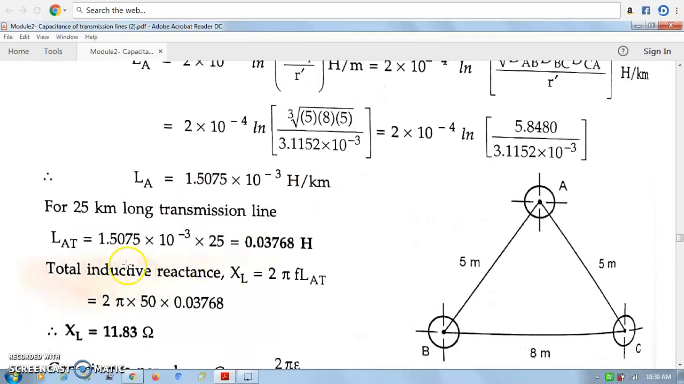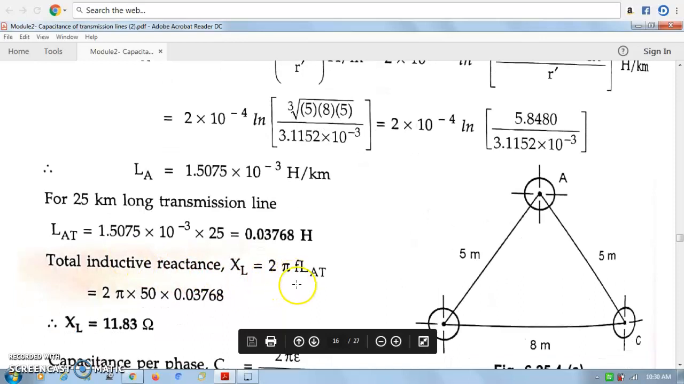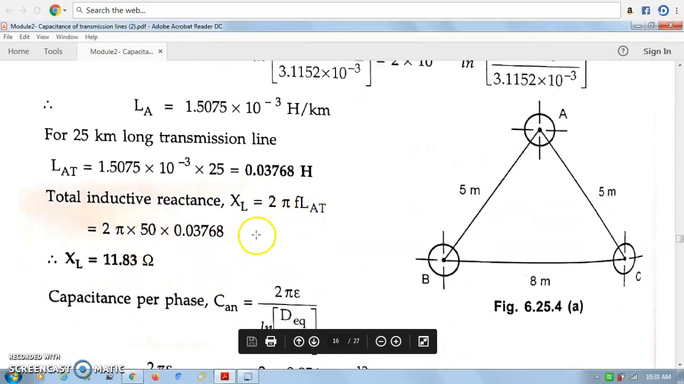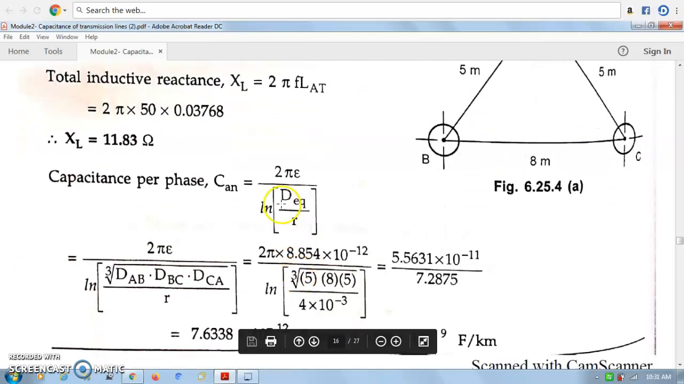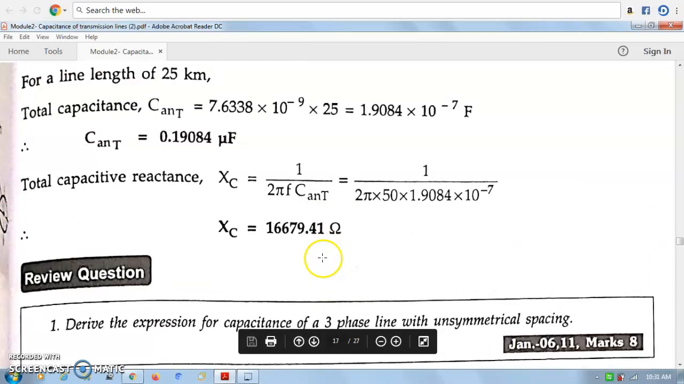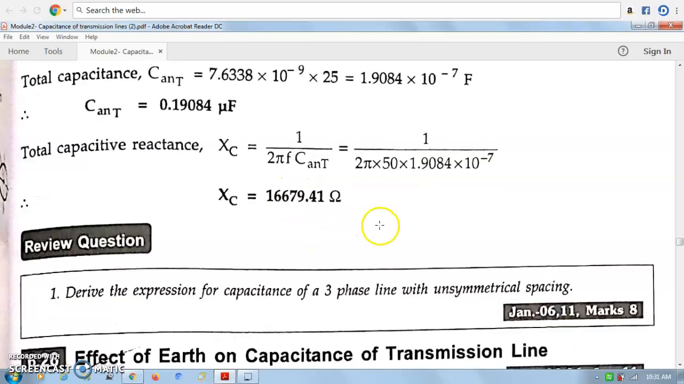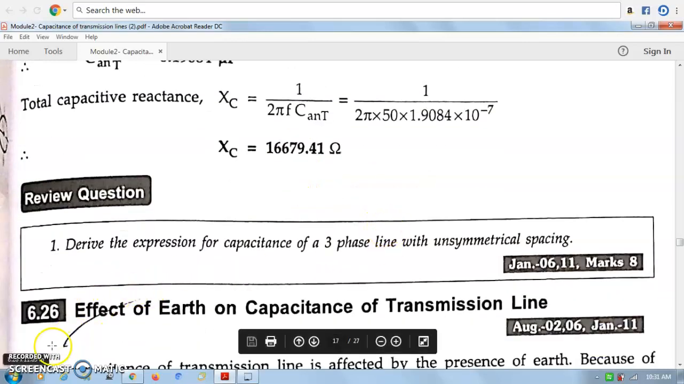LA is equal to, total inductive reactance XL is equal to, and XL is equal to 2 pi FL, 50 hertz frequency they have given. Next, similarly for capacitance, the equivalent divided by radius. Then capacitance for the 25 kilometer long transmission line, multiply 25 into, you will get it for the overall transmission line length. Then XC is equal to 1 by 2 pi FC, frequency they have given here.